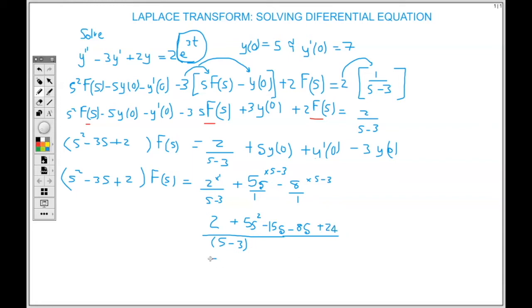Now I can simplify further. Let me just write the 5s squared first. Then minus 15s minus 8s, that is a minus 23s.